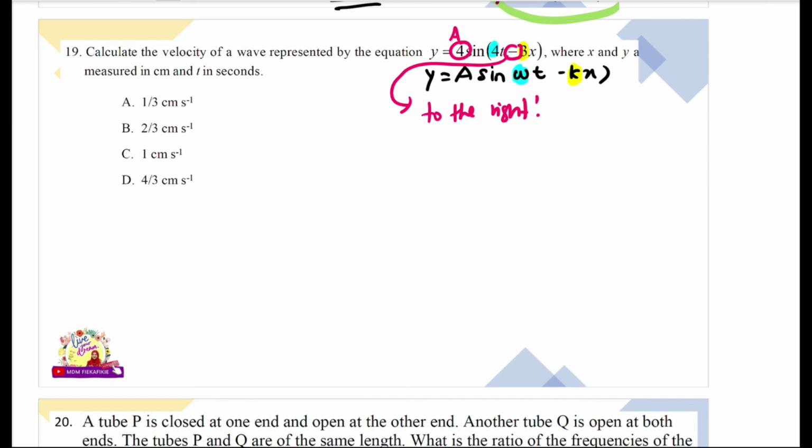Okay, so you nak cari apa sekarang? Okay, calculate the velocity of a wave. V is equal to F lambda. Okay, so we need to find first what is F and what is lambda.